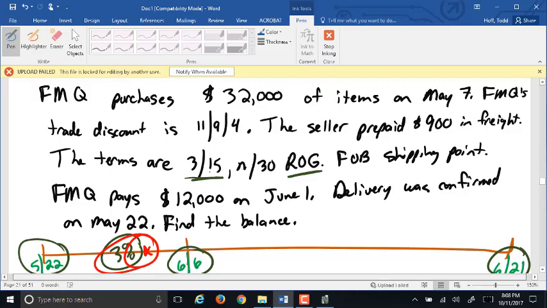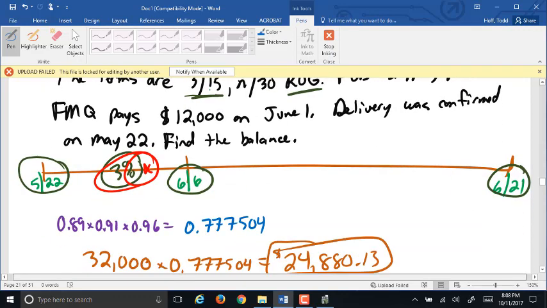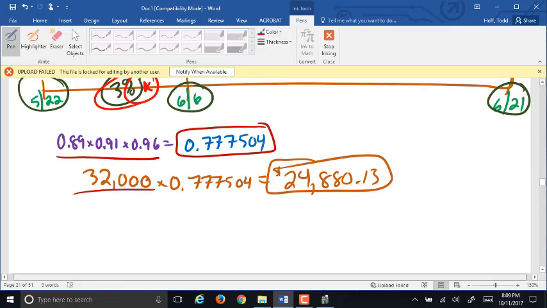Now let's look at the invoice. They had the 11/9/4 discount, which was 0.89 times 0.91 times 0.96, gives us for our net decimal equivalent, perfect, 0.777504. So multiply that by the list price of 32,000. So we get a net price of 24,880.13. That's what goes to the invoice.